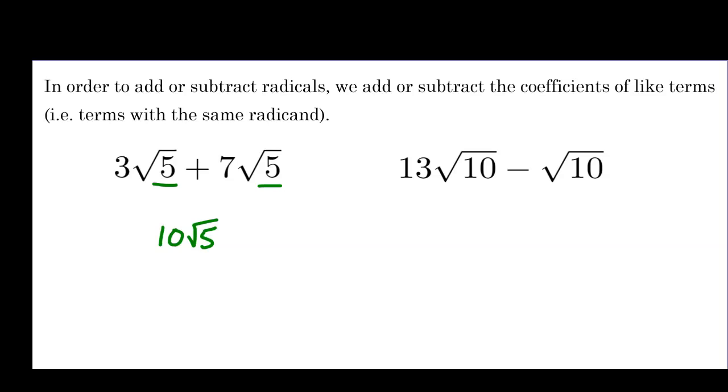That is our object. Now we have 13 square root of 10 minus the square root of 10. The radicand of 10 means we have like terms, so we combine the coefficients. 13 minus 1, right, there's a 1 there, would be 12 square root of 10.